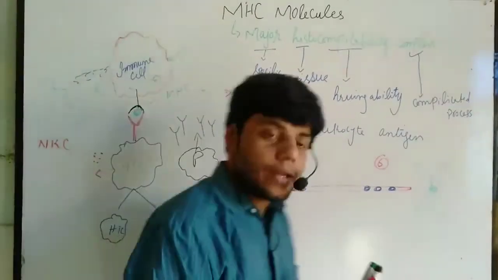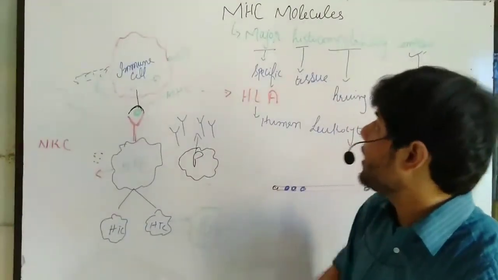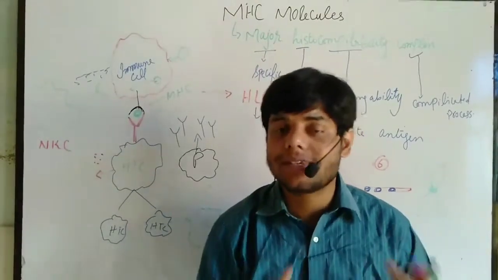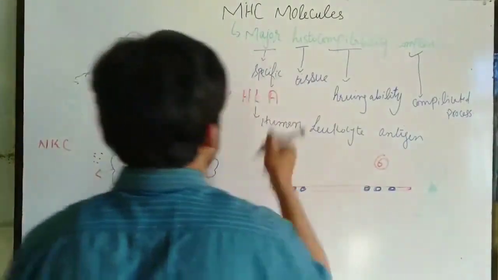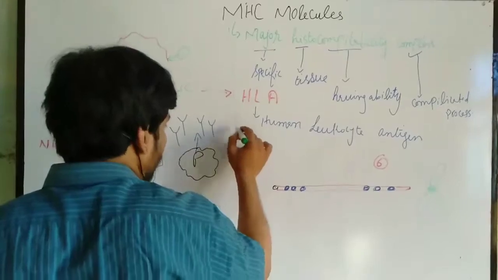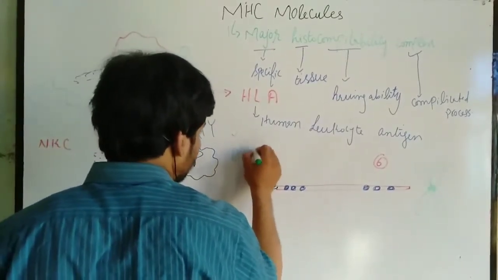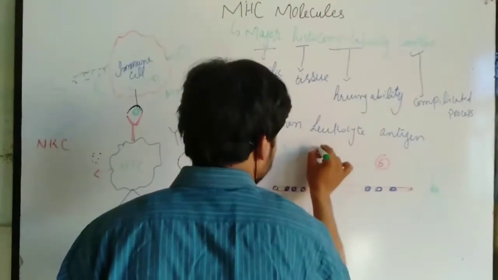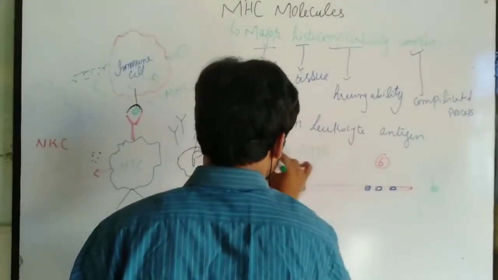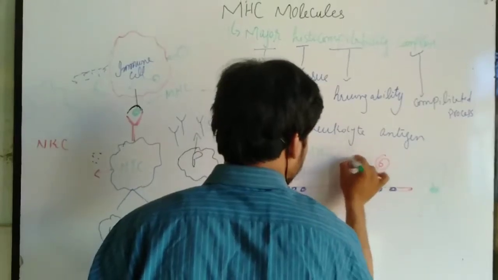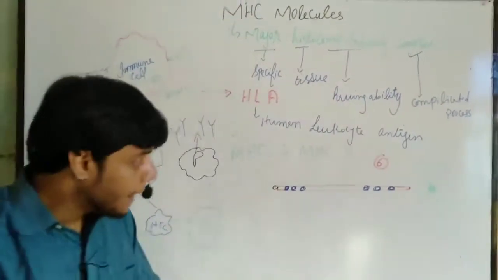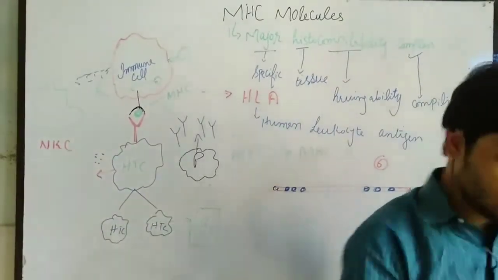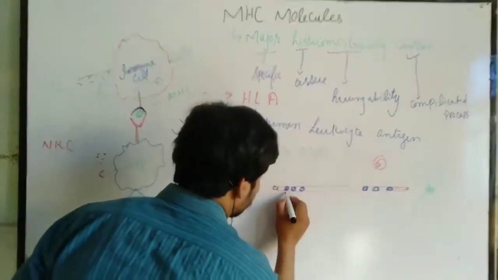Now for this HLA, before that let me explain that MHC has two main classes. They have two major classes. One we call MHC1 or HLA1, and MHC2 or HLA2. Fine. Now this is the class 1 molecule. These are the genes of the class 1 molecule.